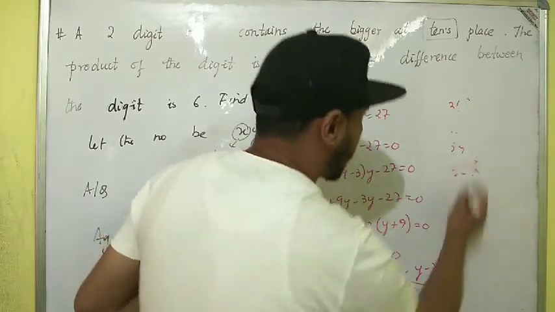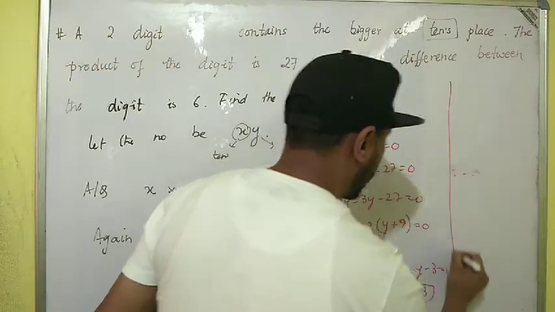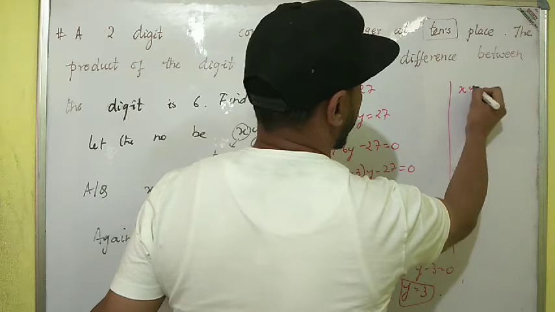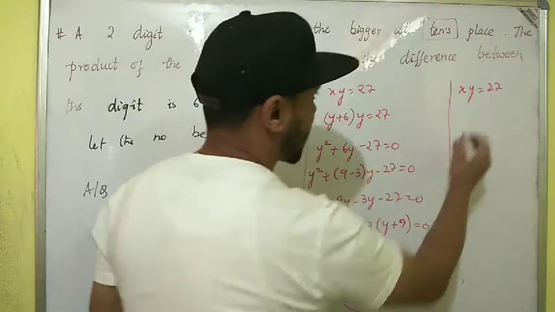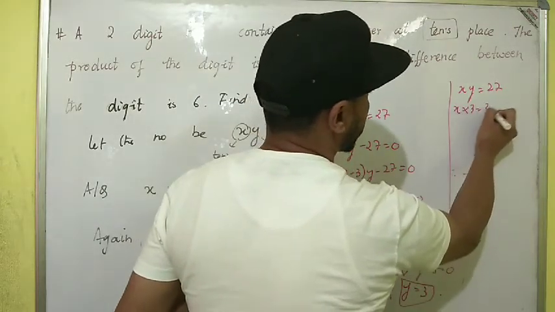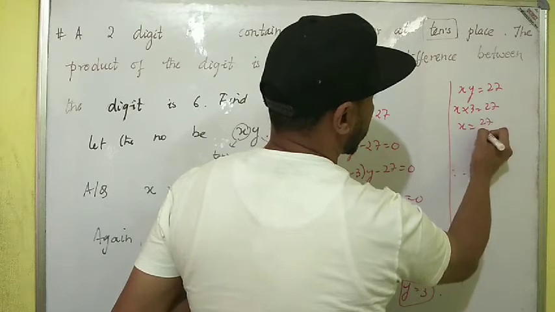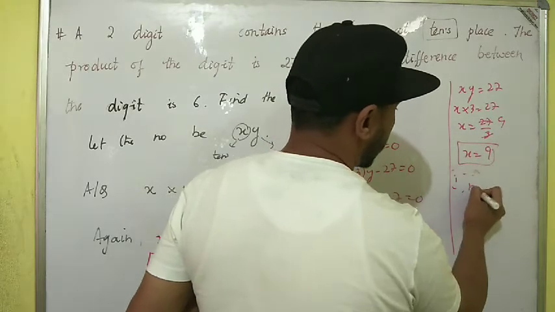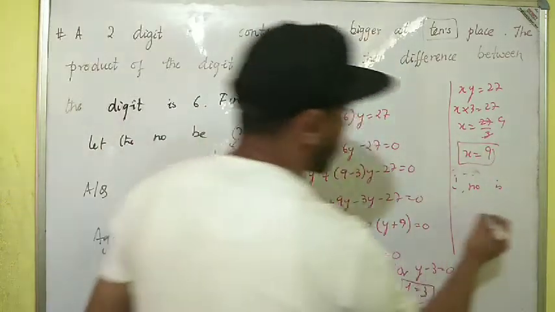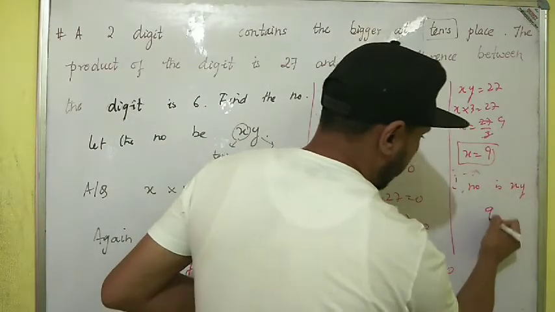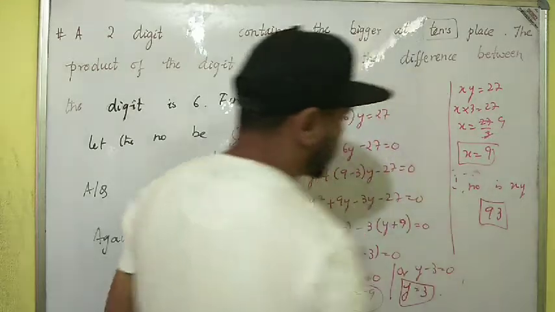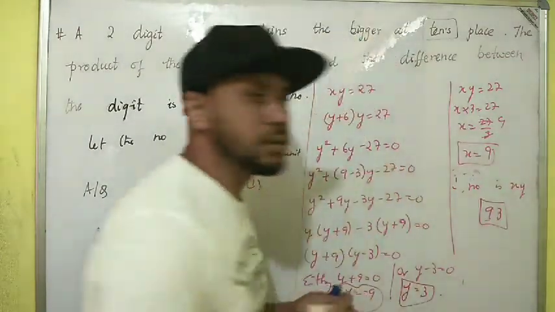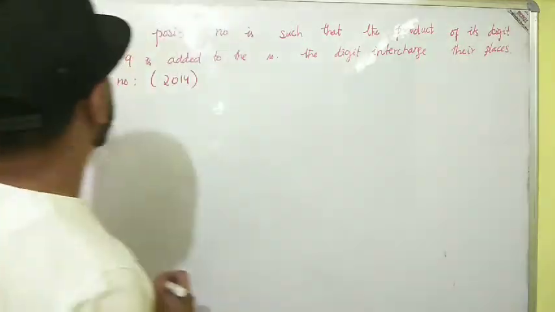Now putting the value in equation number 1. So equation number 1 is xy is equal to 27. Now y is 3, so 3x is equal to 27. So x is equal to 27 by 3. 3 9s are 27. So x is equal to 9. So therefore the two-digit number is xy, isn't it? So x is 9 and y is 3. So 93 is the answer. So that means let's check. At the tens place the number has to be big. So yes, it is.